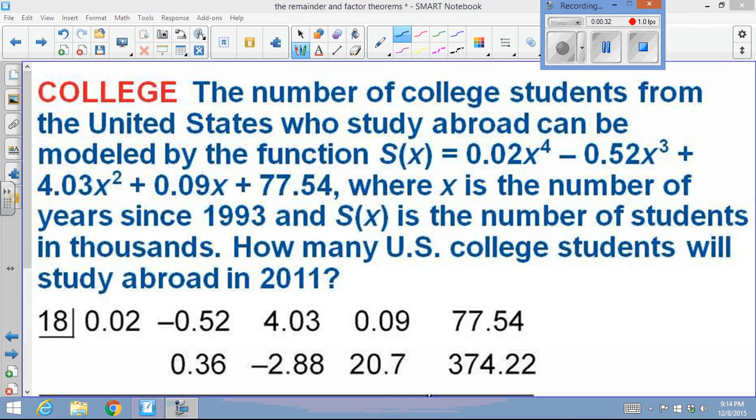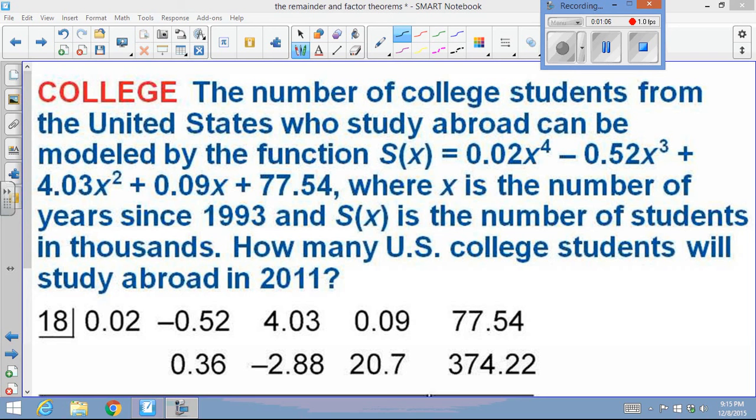They want us to find out how many college students we're going to have in 2011. They tell us that x is the number of years since 1993, and I'm in the year 2011. So the first thing I need to figure out is how many years there are from 2011 to 1993. When I subtract, I find out that there are 18 years. So that's why 18 is in the box. Then I'm going to use all of the coefficients: 0.02, negative 0.52, 4.03, 0.09, and 77.4.